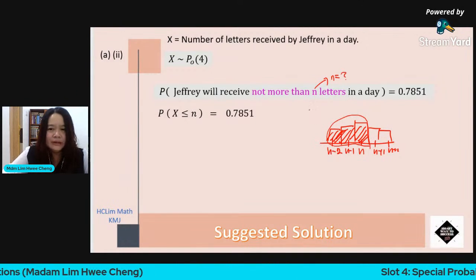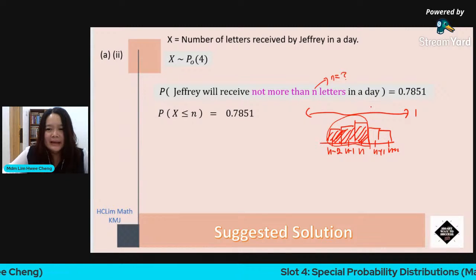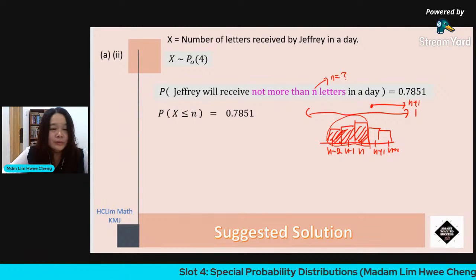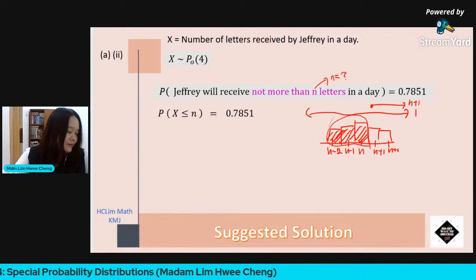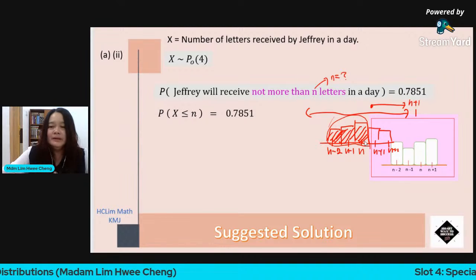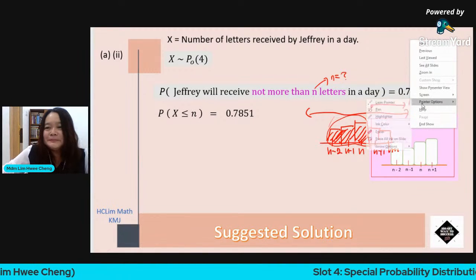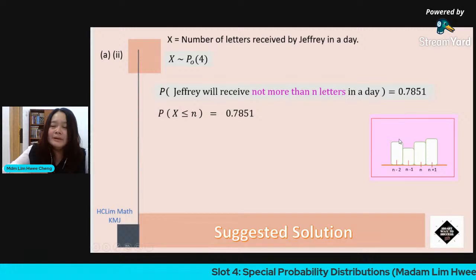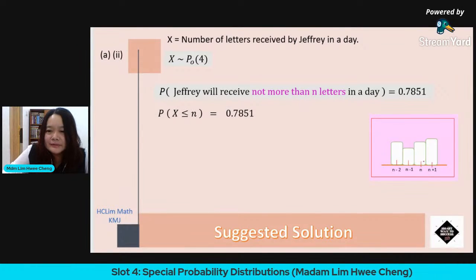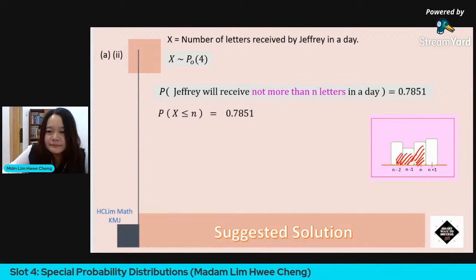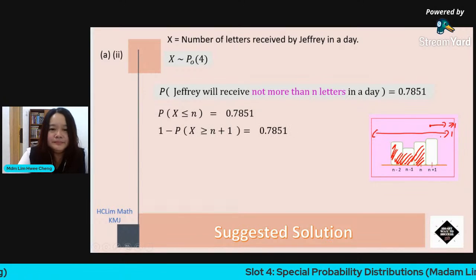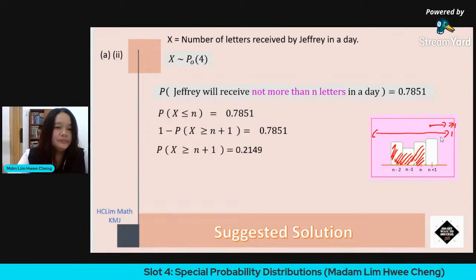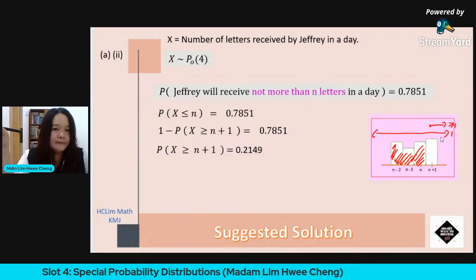Okay, so I only want this. What I should do is use one whole thing and subtract with the m plus 1, right? So I subtract, and I will get this region. I rearranged it, I forgot I already drew it. Okay, sorry. So I want this region. I use one whole thing and subtract with this. Then I rearrange and I will get 0.2149.